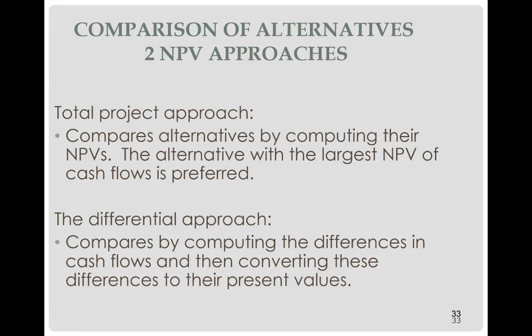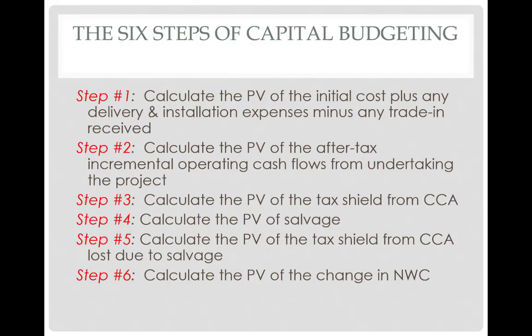Summarizing all of this, we arrive at the 6 steps of capital budgeting. Step 1, you calculate the present value of your initial cost plus any delivery or installation expenses minus any trade-in that you receive. In step 2, you calculate the present value of the after-tax incremental operating cash flows from taking on the project. Now, in a finance course, this would typically be a number that was just given to you. In a cost accounting course, this is something that will take you considerable time and effort to calculate. In fact, you're going to spend most of your time and marks in step 2.